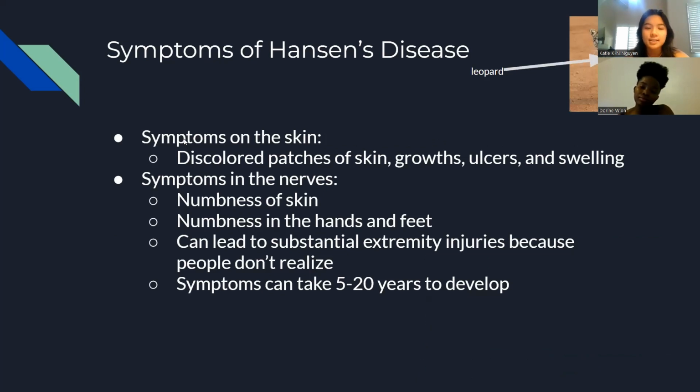So further in detail with Hansen's disease, on the skin you can form discolored patches, growths, ulcers, and swelling. Symptoms in the nerves, because it does also affect the nervous system, are numbness of the skin and numbness of the hands and feet. This can also lead to more substantial damage because people don't realize that they have injuries on their hands or feet, and this can also lead to amputations. In the old days, this is why it got the reputation for being flesh-eating, even though it doesn't actually feed off of flesh. Symptoms can take 5 to 20 years to develop.